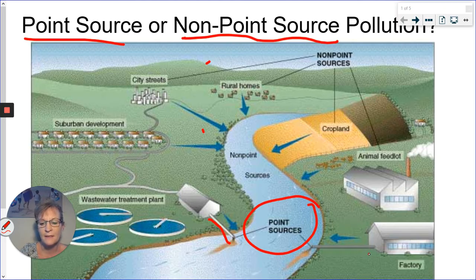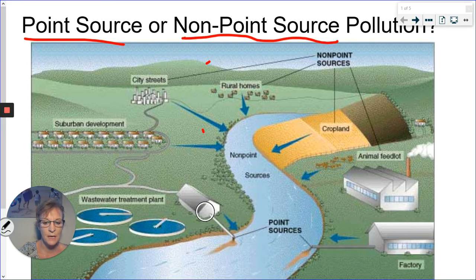Over here on this side, there's a pipe going into the water. Whatever this factory is producing has some kind of waste, and it needs to be processed appropriately in order to legally be dumped into a water system. If you could point directly to the area where the pollution is coming from, that would be point source.